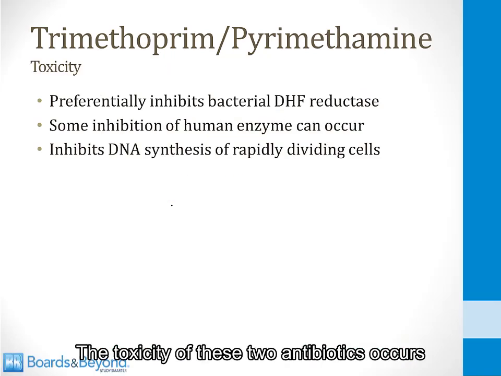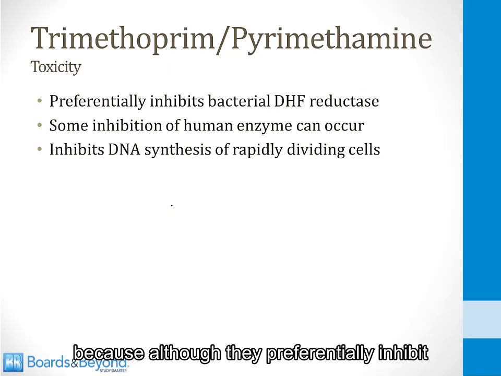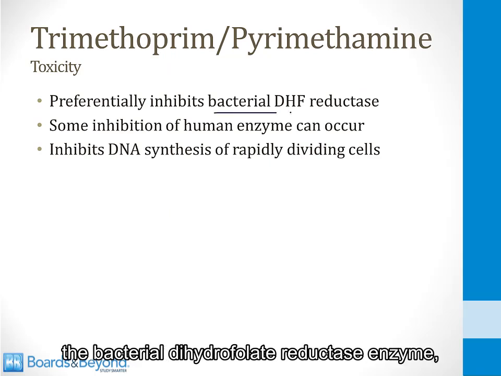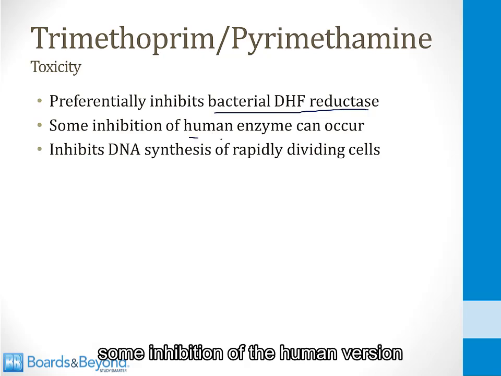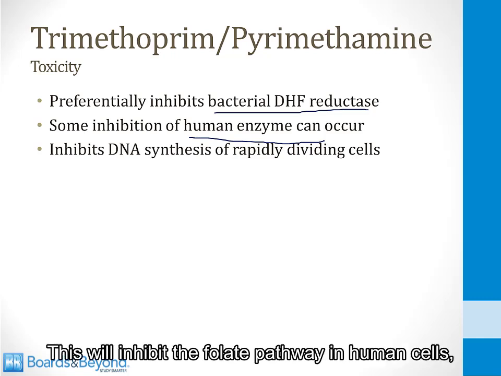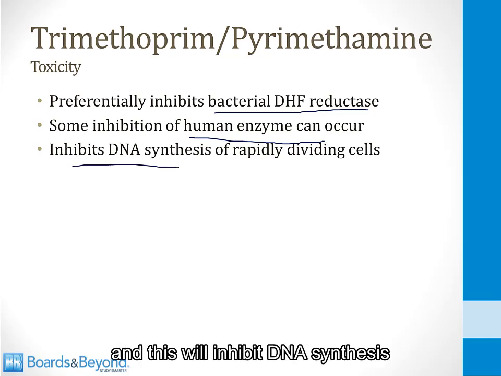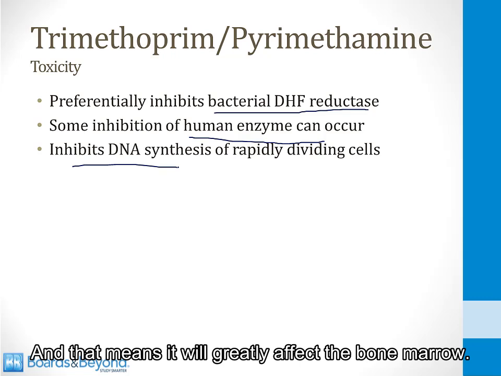The toxicity of these two antibiotics occurs because although they preferentially inhibit the bacterial dihydrofolate reductase enzyme, some inhibition of the human version of this enzyme also occurs. This will inhibit the folate pathway in human cells, and this will inhibit DNA synthesis of rapidly dividing human cells, and that means it will greatly affect the bone marrow.